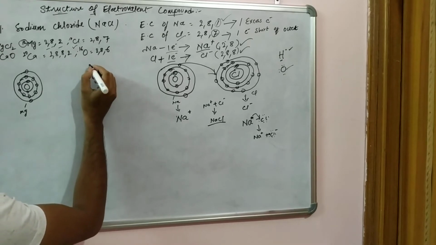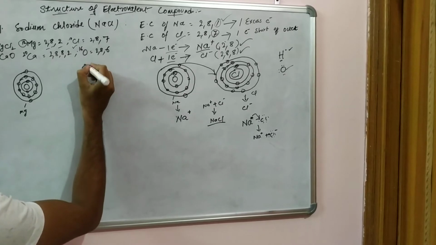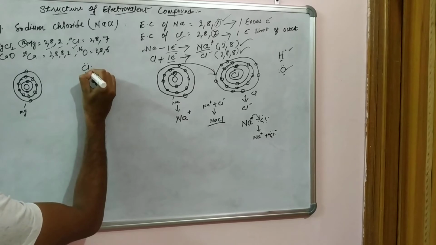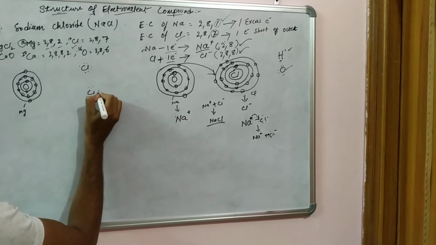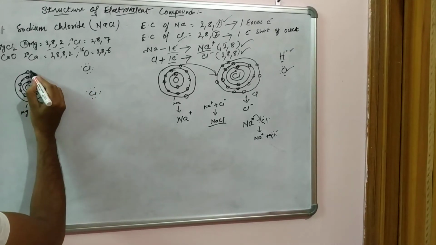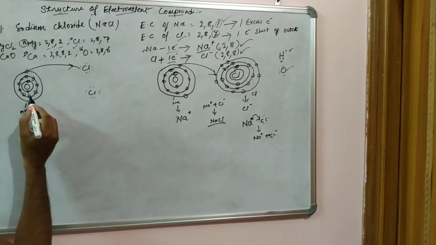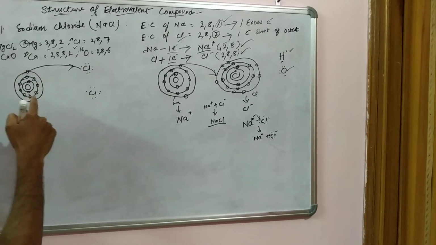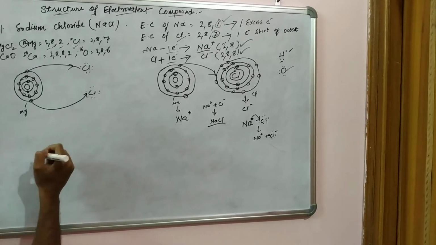Now coming on to chlorine, I'll just show the outermost electrons only. 4, 5, 6, 7, right? The other chlorine: 1, 2, 3, 4, 5, 6, 7. Now magnesium will transfer 1 electron to this chlorine, right? After losing 1 electron, it still has 1 electron which it can lose easily. The other electron it will give to the other chlorine atom, right?